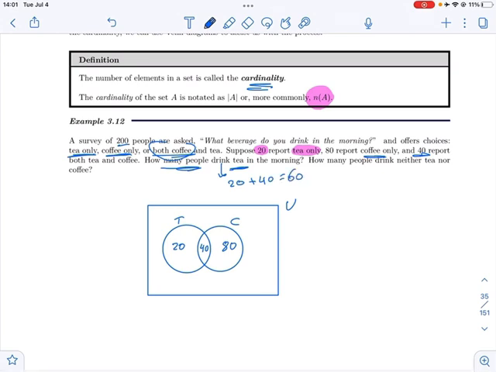How many people drink neither tea nor coffee? We have 200 people, and the people who drink tea or coffee or both is 140. So what is the complement? We have 60 who do not drink tea or coffee in the morning, because the total number is 200. And so the answer here is 60.